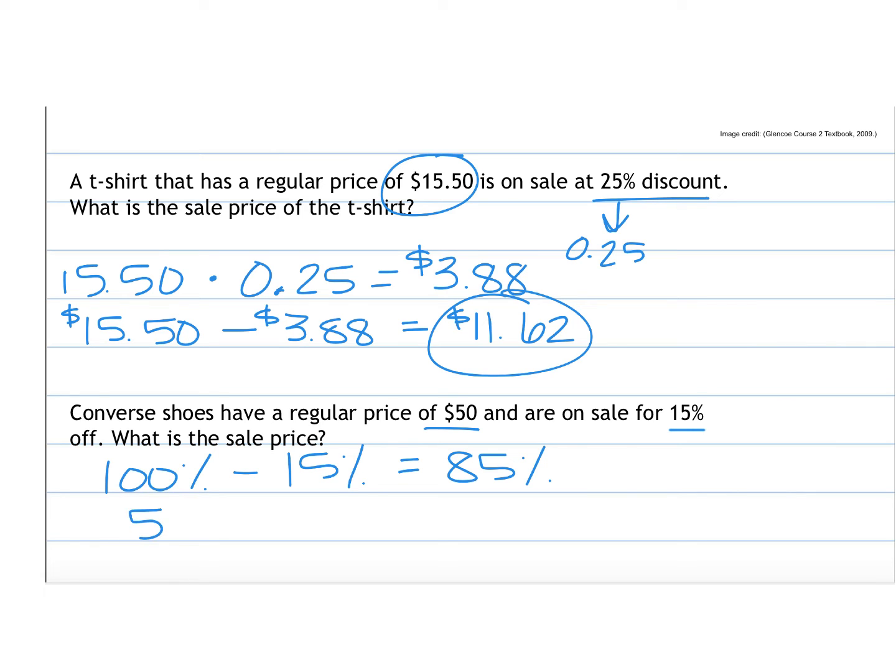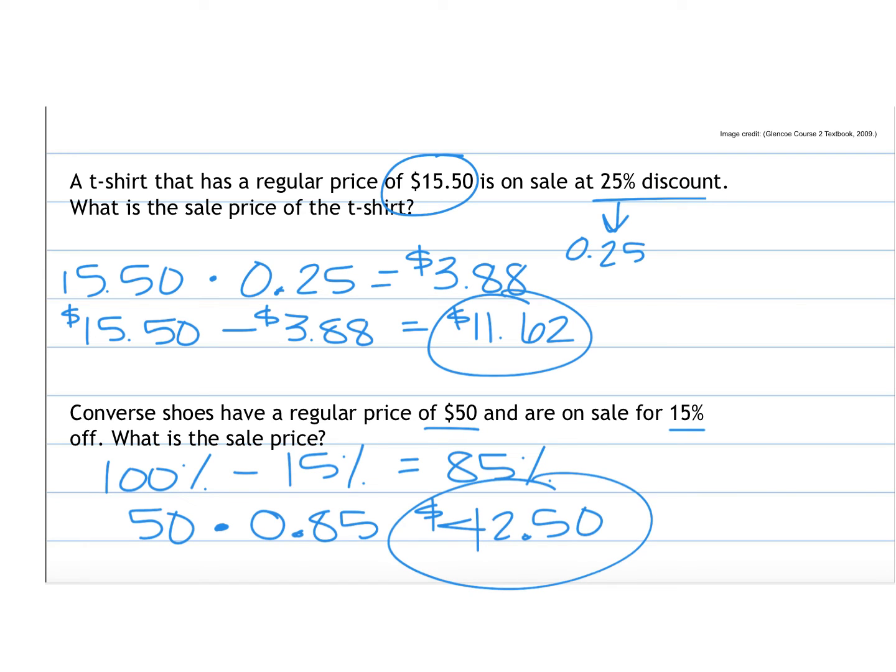So then let's take $50 and multiply it times 85%, which is going to be 0.85. So 50 times 0.85 gives me $42.50. Because I already took the percentage off of 100%, it automatically gives me the sale price. So you are going to use whichever method makes most sense to you, but then make sure you're remembering: are you subtracting first and then multiplying, or are you multiplying and then subtracting?